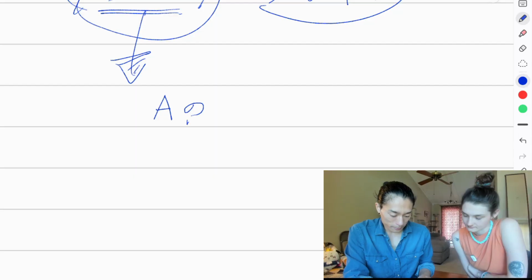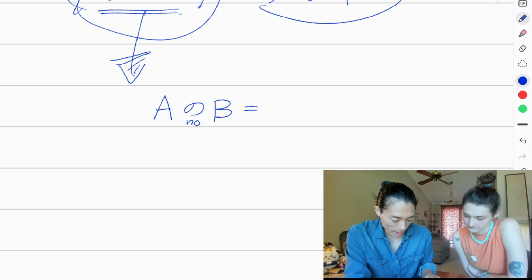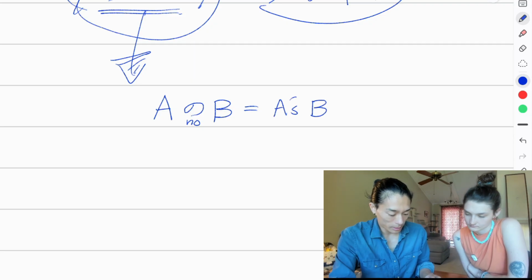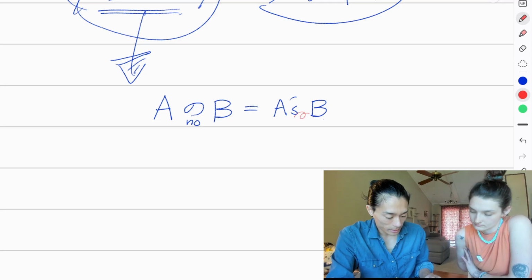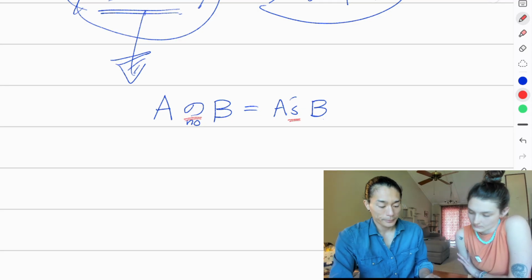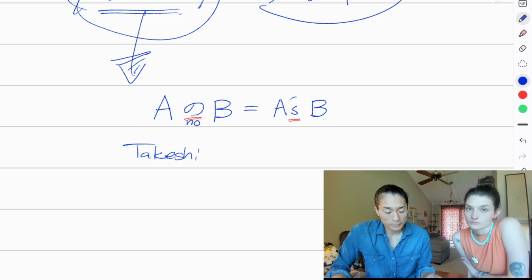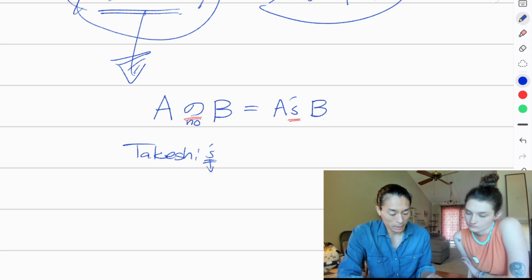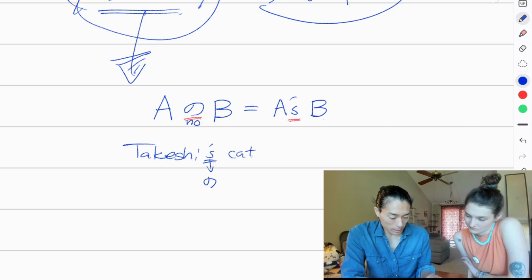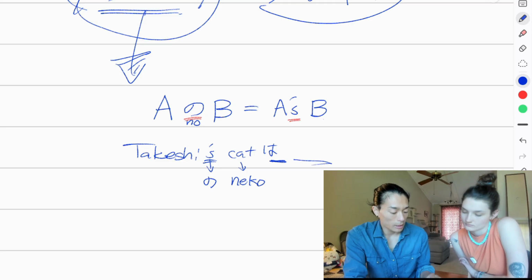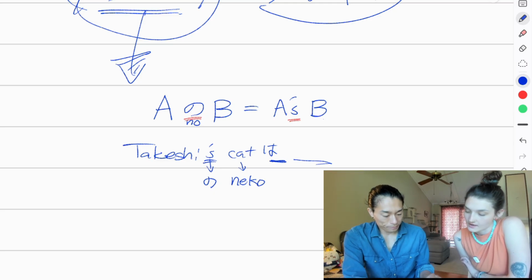Okay, this one is also important. I'm going to start with the conclusion. A no B means A's B. So with that, you can tell that apostrophe S is what no does. For example, Takeshi's cat is cute. In that case, we have to say Takeshi's, put no here, right? And then cat, neko, is with the particle wa, right? And then cute, kawaii. Pretty simple. Yeah, that makes sense.